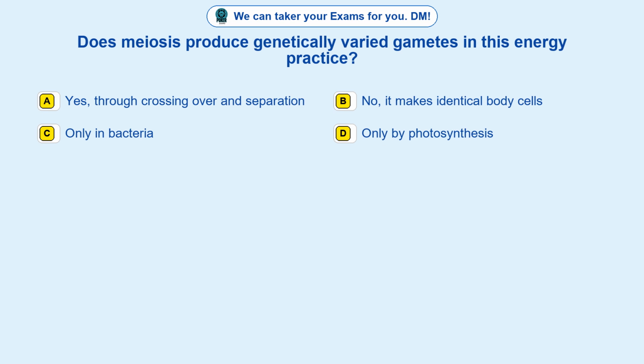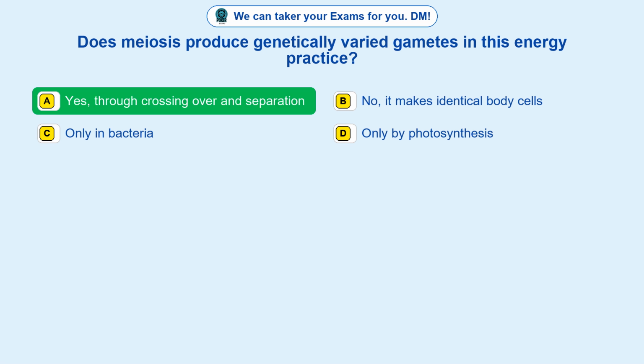Question 16. Does meiosis produce genetically varied gametes in this energy practice? Option A. Yes, through crossing over and separation. Option B. No, it makes identical body cells. Option C. Only in bacteria. Option D. Only by photosynthesis.